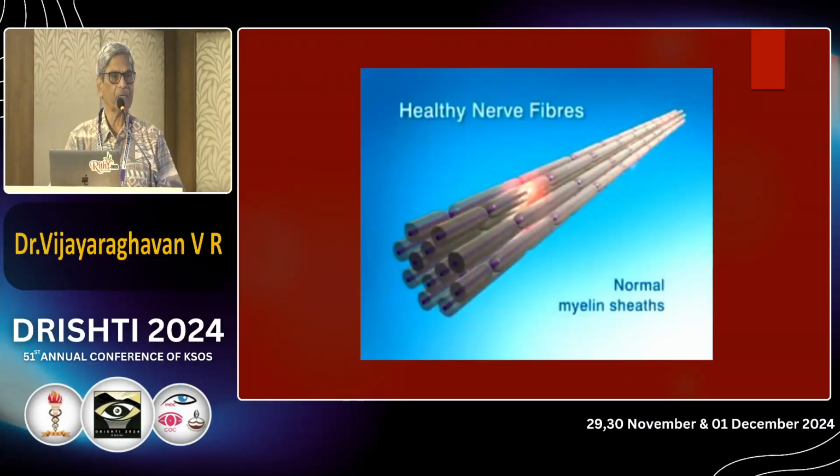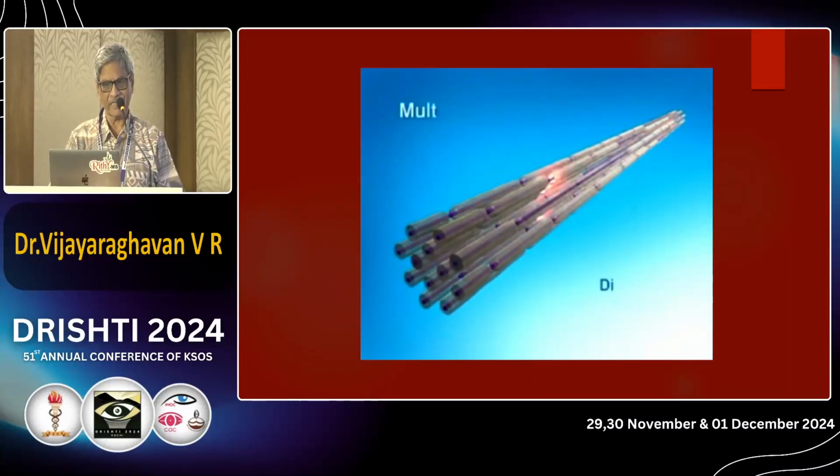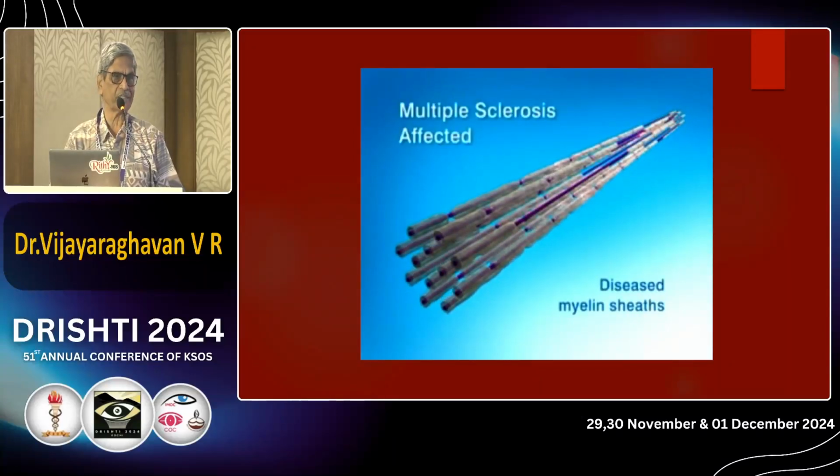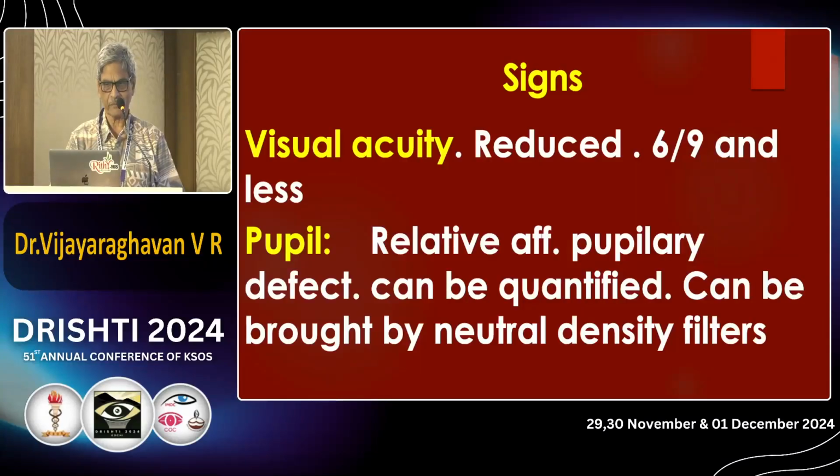This is what normal conduction is. Now you see the myelin sheath is absent. You can see the conduction getting delayed. Can you see these delayed conductions? This is what's happening in optic neuritis. Signs: visual acuity reduced, I told you. Pupil: RAPD is there. Know that.